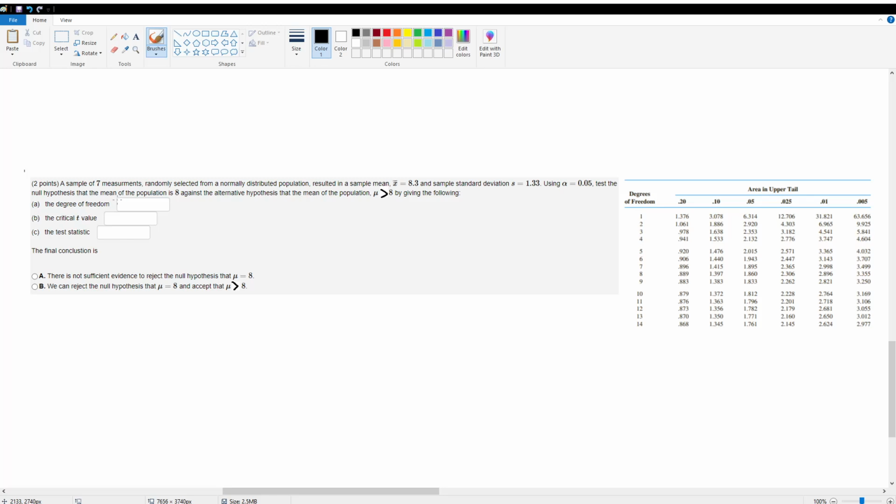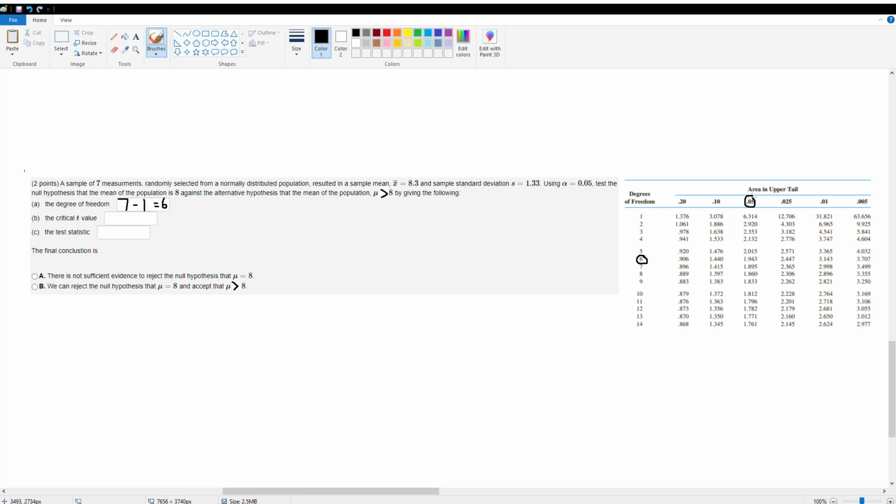So for this one, our degrees of freedom, 7 minus 1, is going to be equal to 6. And so in our table on the right, we have our degrees of freedom of 6. Once again, our value of alpha is 0.05. Because it is a one-tailed test, as exemplified by the greater than sign, that entire 0.05 is going to be in the upper tail.